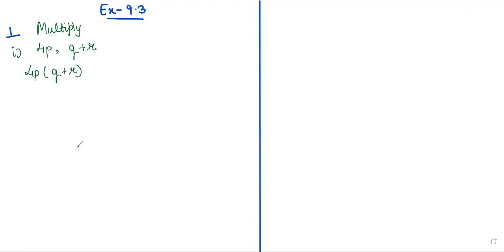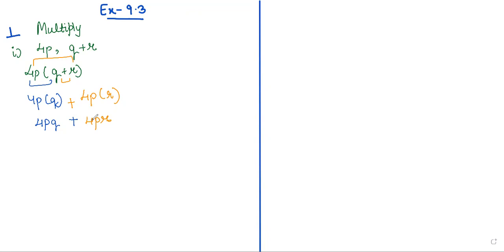So first multiply 4p by q. Put the sign of plus as it is. Now multiply 4p by r. Now 4p into q is 4pq. Put the sign of plus as it is. 4p into r is 4pr.